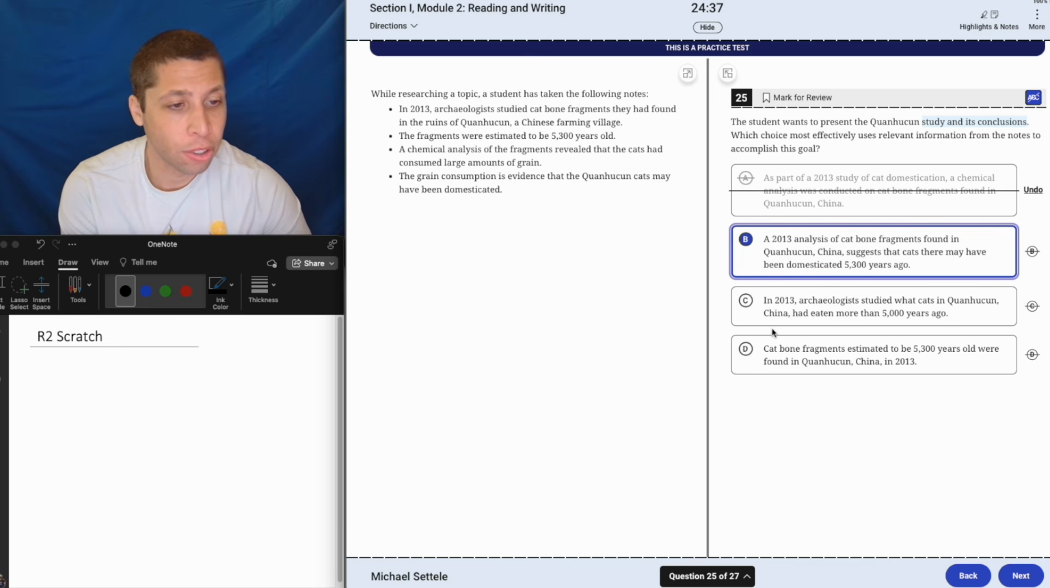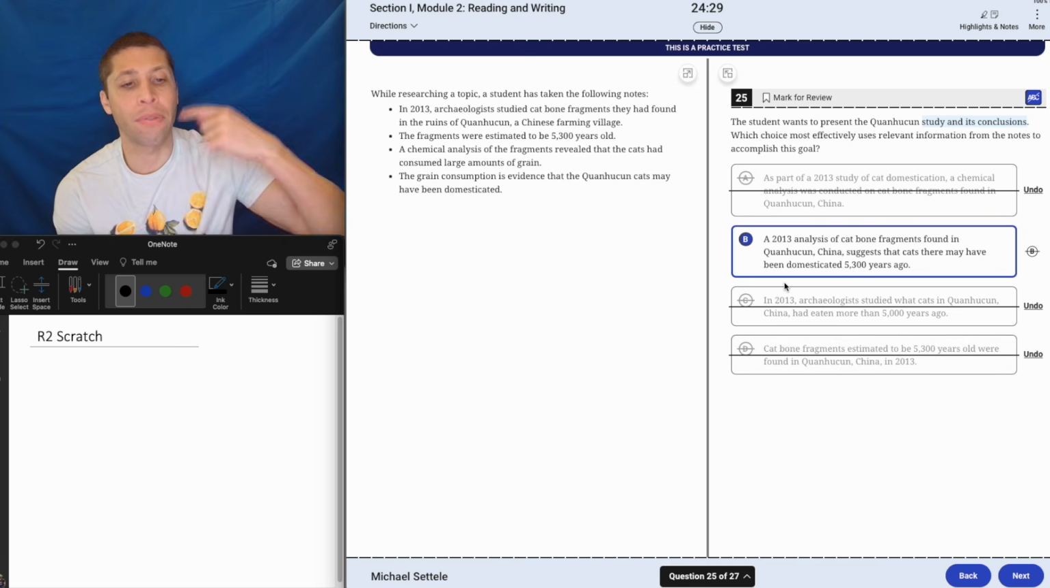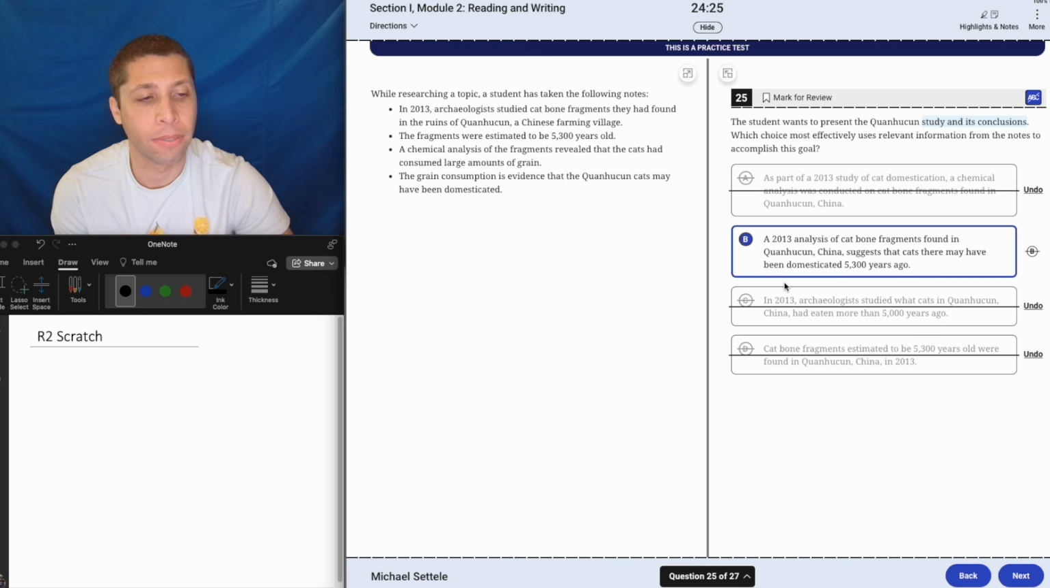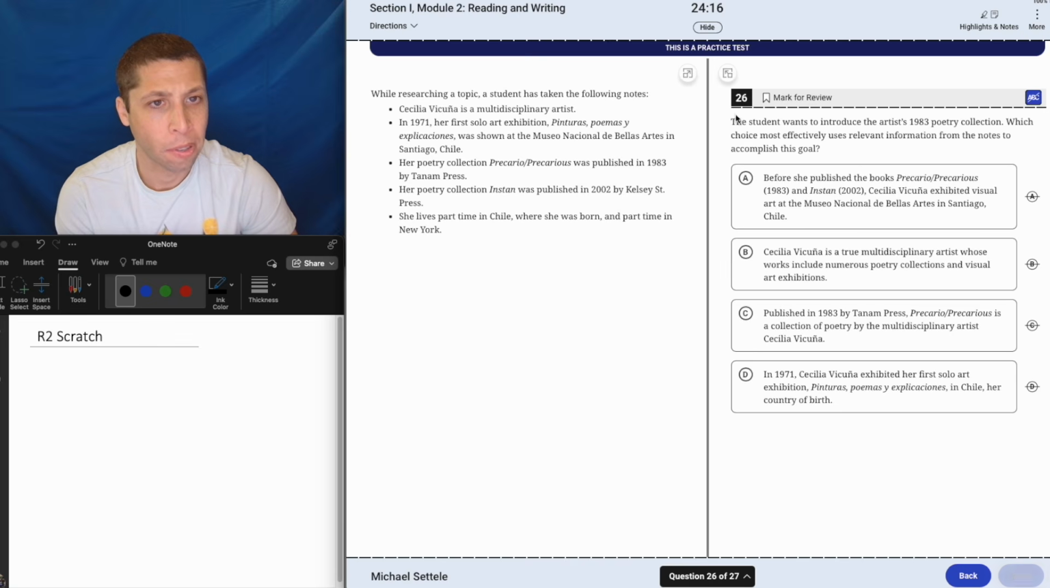In 2013, archaeologists studied what cats in China had eaten, but they didn't say what it was. Cat bone fragments were found. Okay, so they keep using the word found, as in finding or trying to lead us into findings, but it's not that, right? They found the bones in the dirt, I would assume, but it's the conclusion of the study. They may have been domesticated. All right, I'm explaining too much.